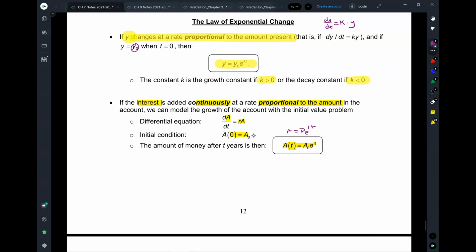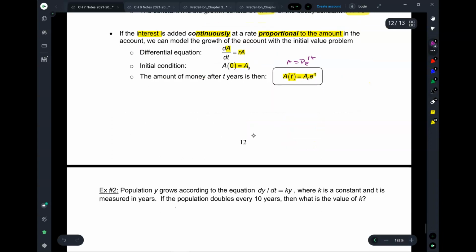So when you say the rate is proportional to the amount present, no matter how big the amount present is, it's always the same, because you're always being paid like 5%, 5%, 5%. So it's proportional. But now, let's really see how it is that this happens.